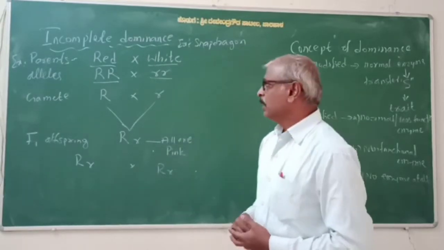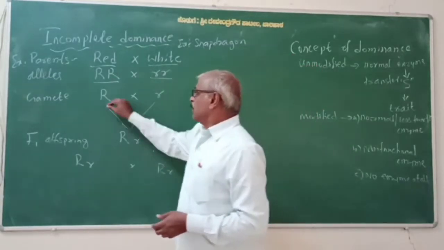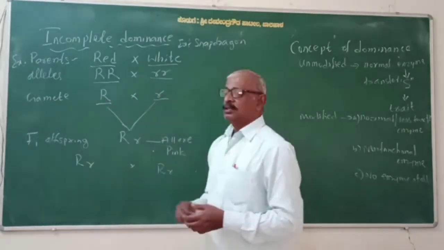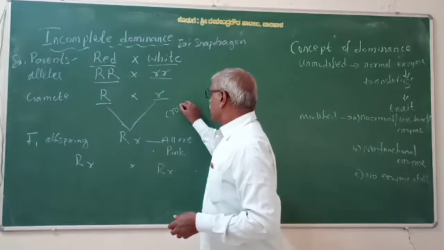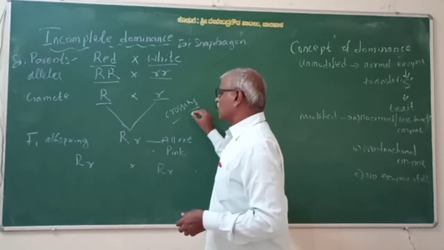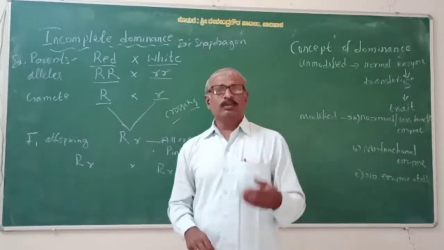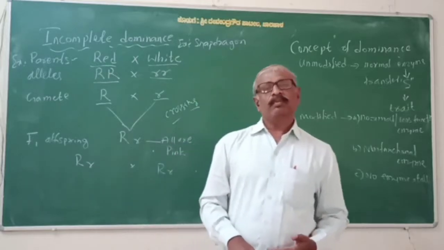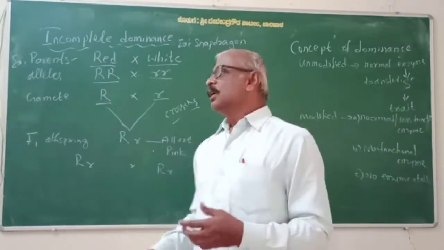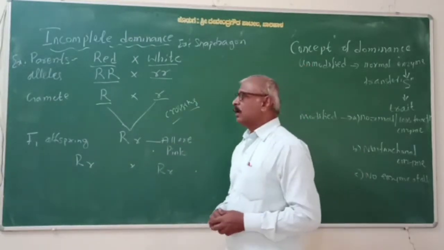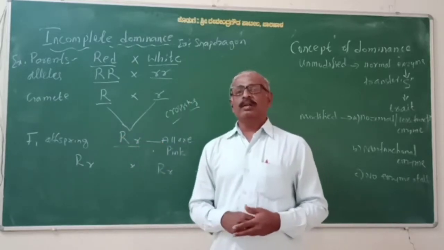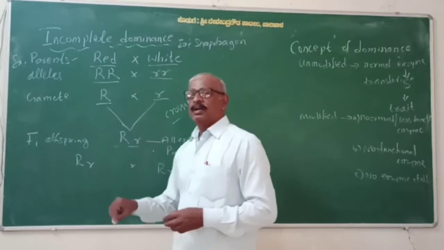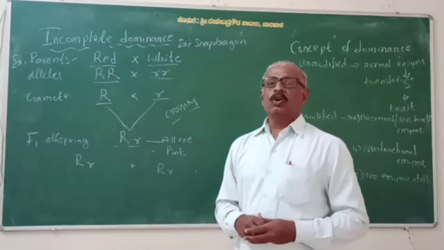And the gametes are produced here, the capital R and the small r. These are the gametes. The crossing is done here. In the F1 generation we do the first crossing according to the method of Mendel's experiment. After that crossing we get capital R and small r. So this is the genotypic combination.